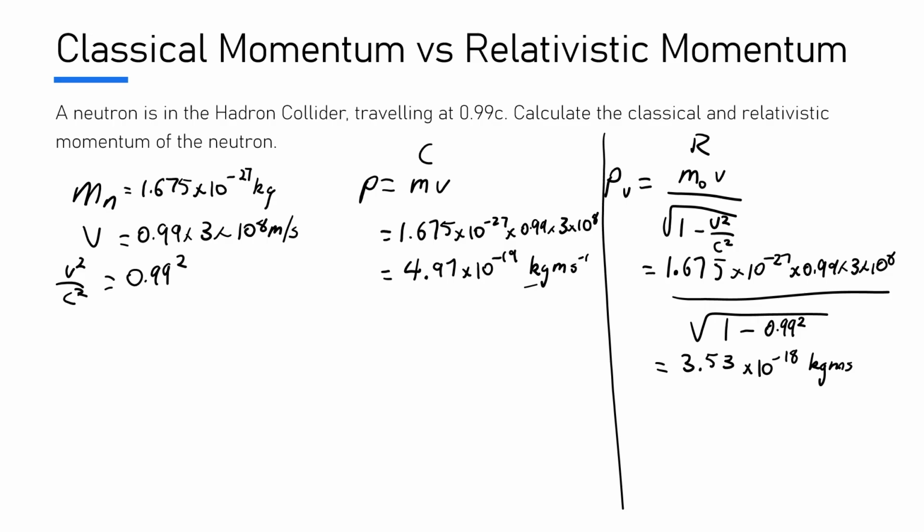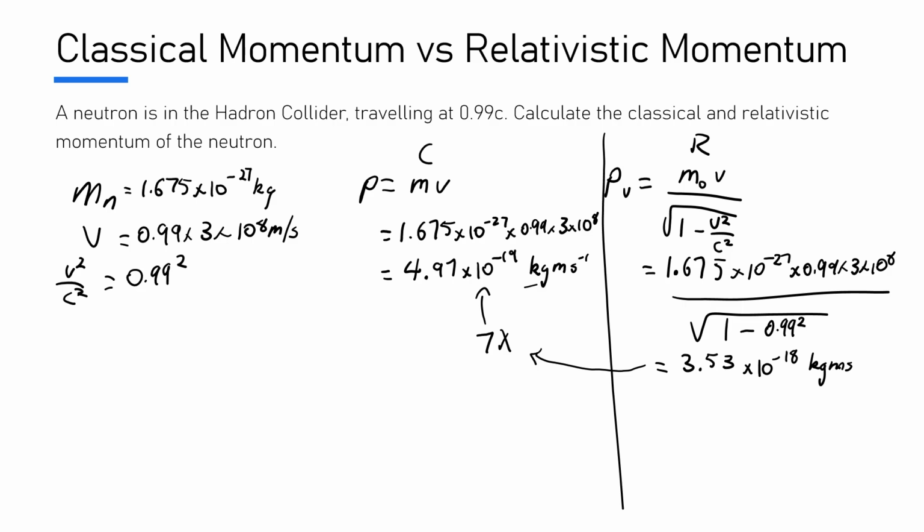And so what we get is 4.97 times 10 to the negative 19 kilogram meters per second, as well as 3.53 times 10 to the negative 18 kilogram meters per second. And so these values don't seem particularly large until you divide one by the other and find that the relativistic momentum is 7 times more than the classical one.